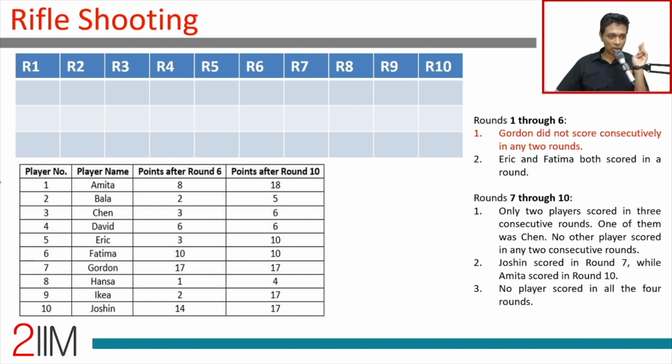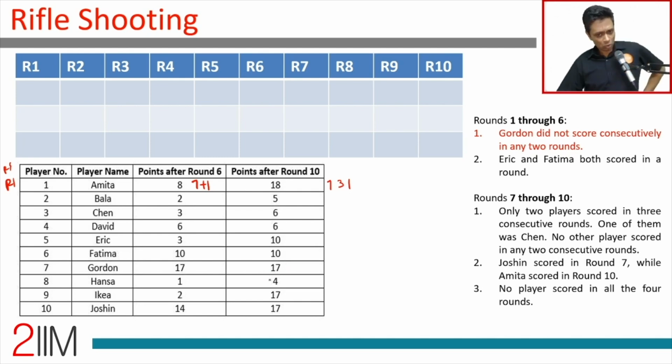Amita scored in round 1, round 6, 7, 8, 9, 10. And so points after round 6 is 8. Then round 1 and round 6, this should be 7 plus 1 in some form. Right? 7, 8, 9, 10. The last 4 rounds is played in all 4, giving him 10 points. It cannot be 3, 3, 3, 1 because nobody scores in everything. It should be 7, 3, 1.